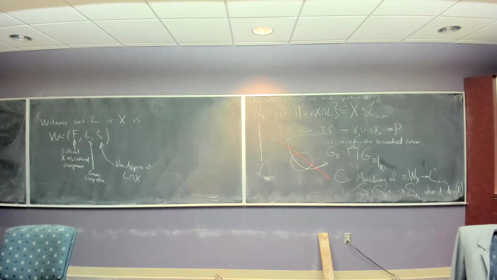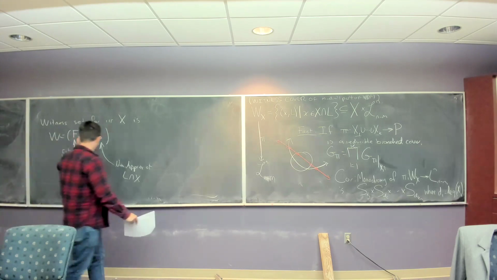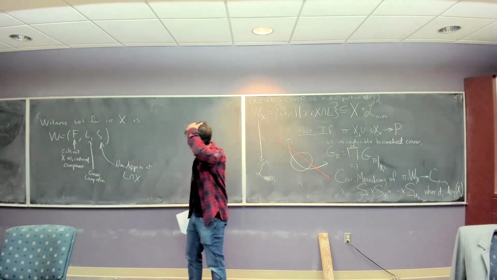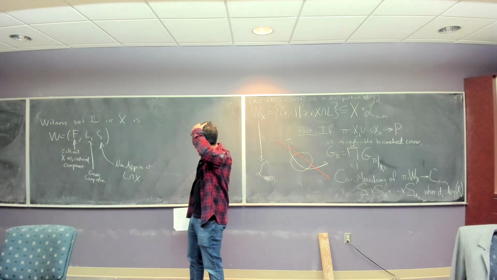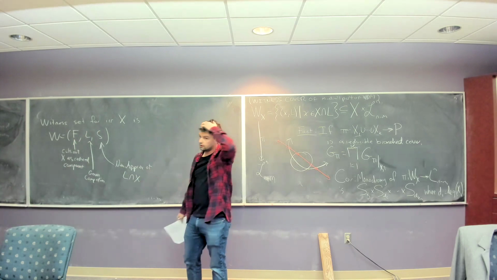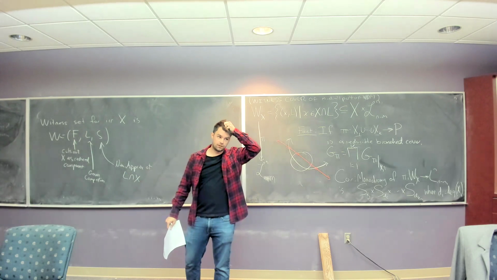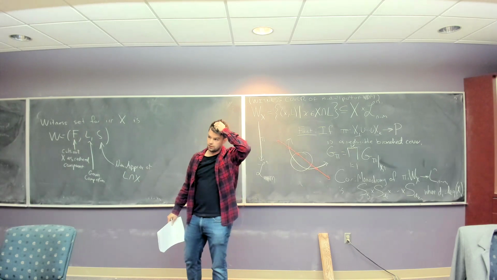So, witness set: still a triple. Equations which cut out X as a reduced irreducible component. L, a generic linear space of complementary dimension. S, a collection of numerical approximations for all the points in that intersection.